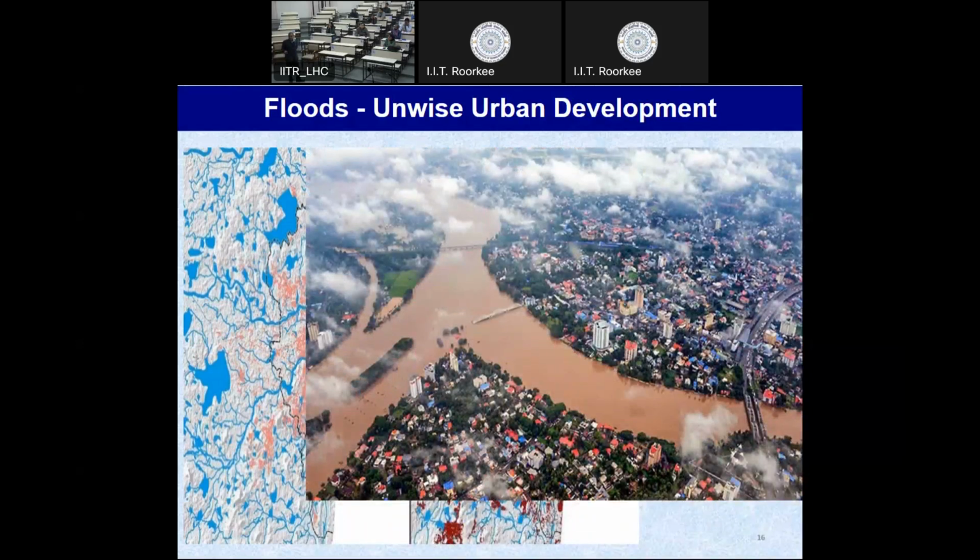This is another example of unwise urban development, and this is a picture from Kerala. There was a very huge flood in Kerala, where there was a lot of submergence, and many deaths took place. One reason was that people have constructed houses very close to the river, almost inside the river channel.